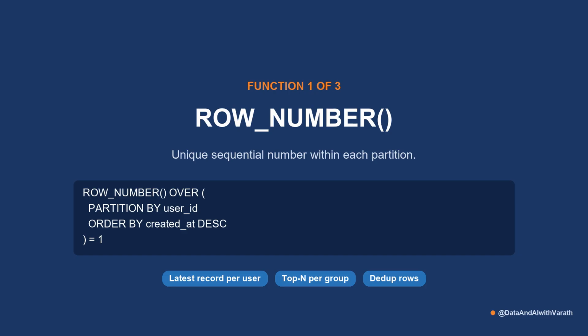So, ROW_NUMBER for ranking and dedup, SUM OVER for running totals, LAG and LEAD for period comparisons. With these three, you can replace 90% of the joins and subqueries in a typical analyst's notebook.